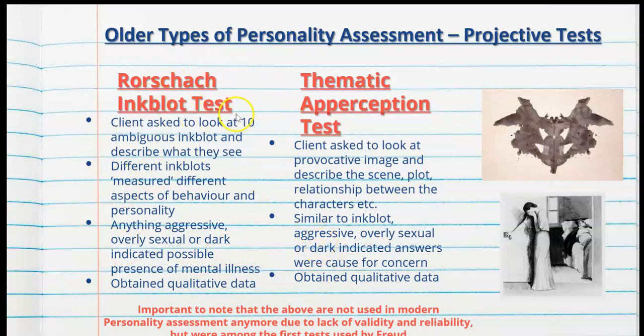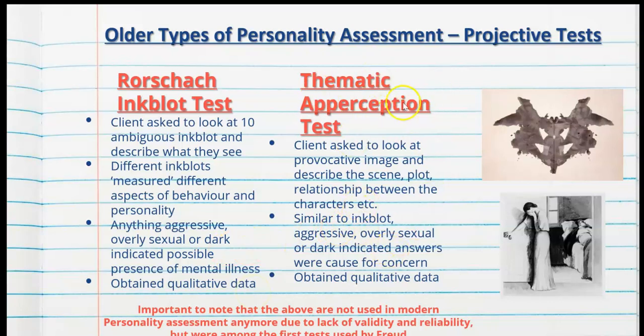So the Rorschach blot test was developed by Rorschach, and the client was asked to look at 10 ambiguous ink blots and to describe what they see. This is one of the ink blots in the test here. Different ink blots measured different aspects of behavior and personality. Certain blots were catered towards measuring schizophrenia, relationships with parents, or sexuality at the time. Anything aggressive, overly sexual or dark indicated possible presence of mental illness. And of course, it obtained qualitative data because the client described what they saw.